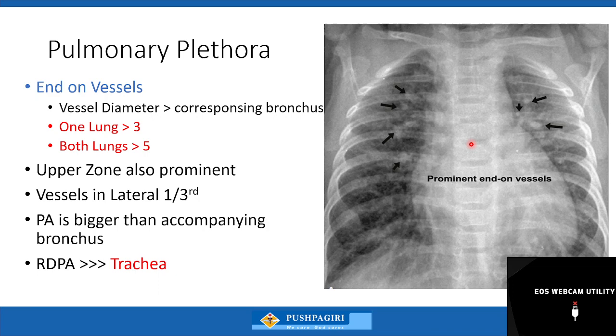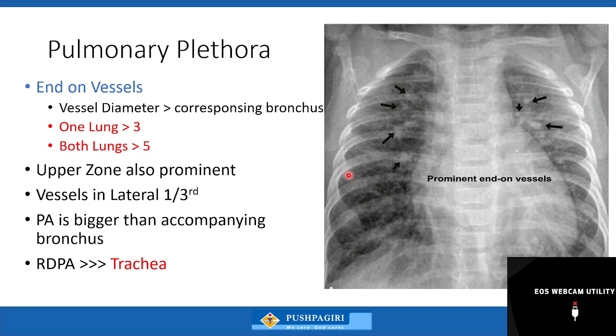The criterion is that we see end-on vessels. What are end-on vessels? Normally the bronchus goes with the pulmonary artery. In end-on vessels, the pulmonary artery diameter will be more than the accompanying bronchus and it will be seen as a large shadow. All these round shadows are the end-on vessels. So the vessel diameter is more than the corresponding bronchus. The criterion to diagnose is: in one lung field if it is more than 3, and in both lung fields if it is more than 5, then we can say the end-on vessels are present.